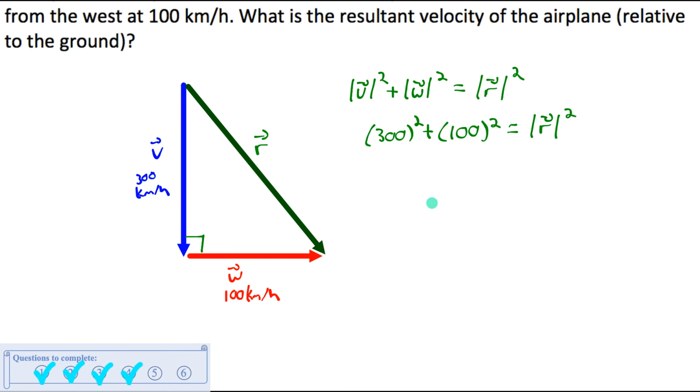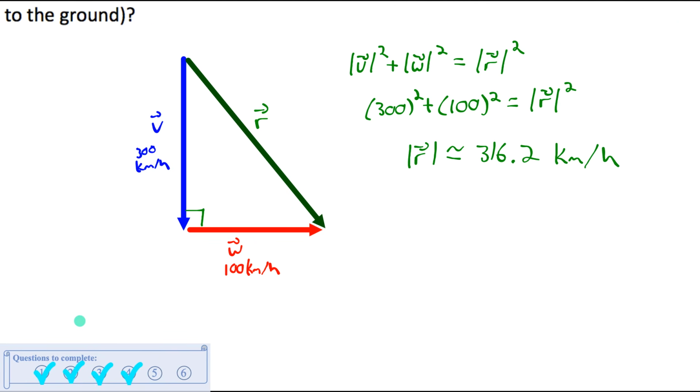So it's about 316.2 kilometers an hour. So the wind is actually making the plane go slightly faster, but it's also changing its direction. What's its direction? Let's call this angle theta, and if I knew that angle theta, then I could describe this plane's new resultant velocity as a quadrant bearing. I could say south, theta towards east.